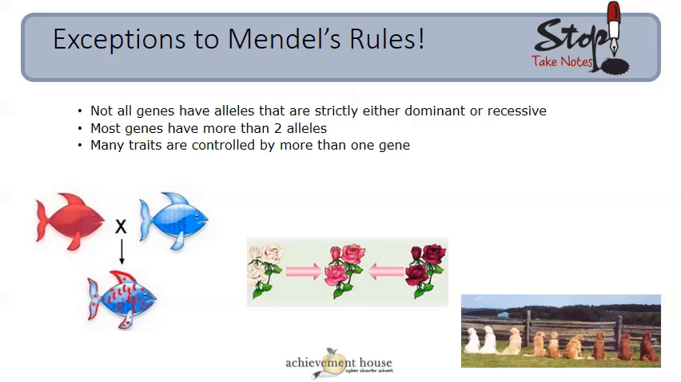Now, let's look at some exceptions to Mendel's rules. Not all genes have alleles that are just dominant or just recessive. And most genes have more than two alleles. Many traits are even controlled by more than one gene.